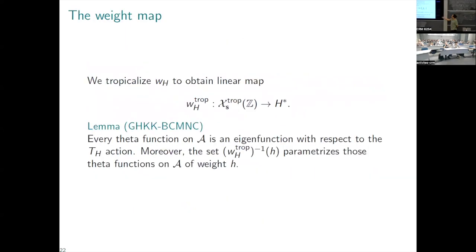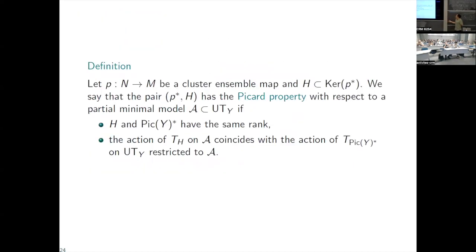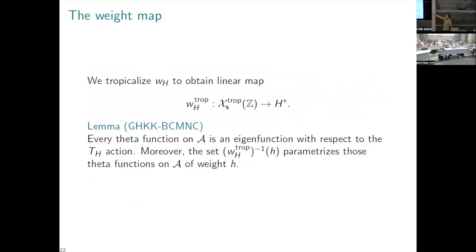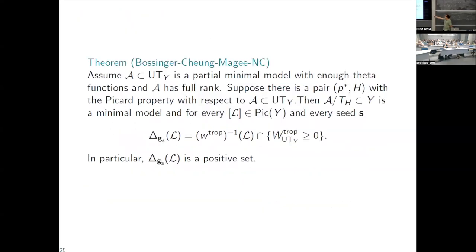So let's say I'm just going to replace here Pic Y. So I can just think that the base of my weight map is the Picard group of Y. Then I can take the inverse image of the class of this line bundle. This defines some sort of hyperplane in the space that I use to parameterize theta functions on A, and I intersect that with the cone telling me which are the theta functions that extend to the universal torsor. Then this is a positive set, and this is the set that reverses the Gross-Hacking-Keel construction.